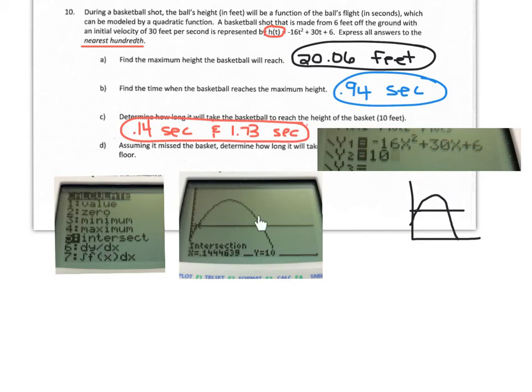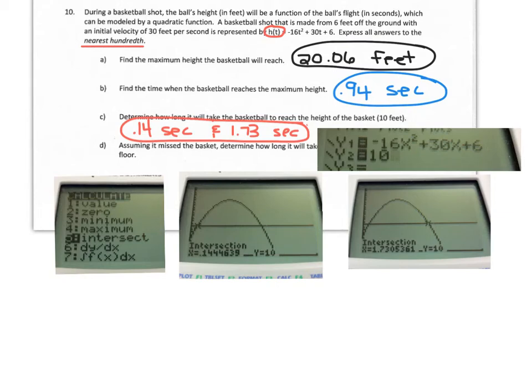Okay, and this time we're going to try to find the second point of intersection. So let's move our cursor over by the second point of intersection. Once you move the cursor over here and hit enter, enter, enter, you'll see it happens at 1.73, which is what we got for our second answer.